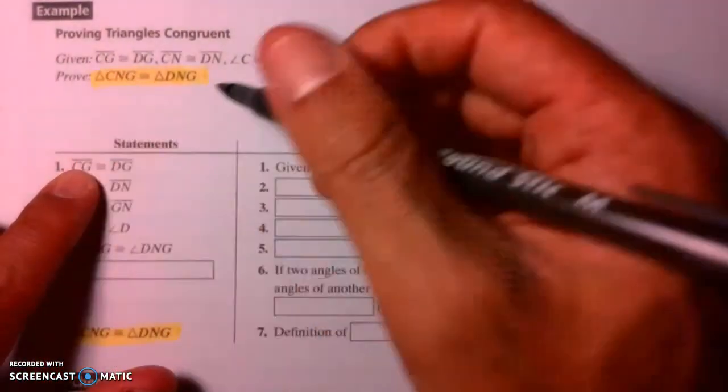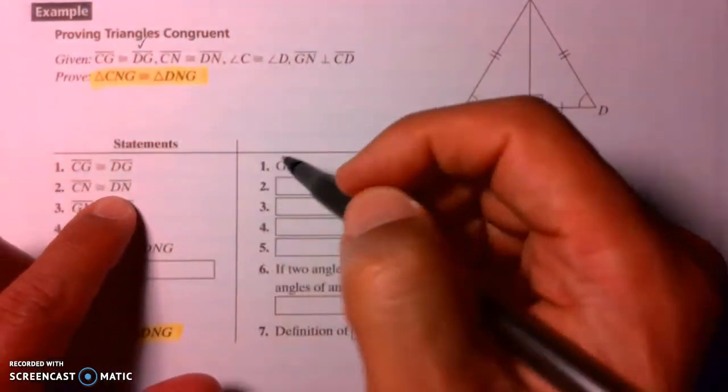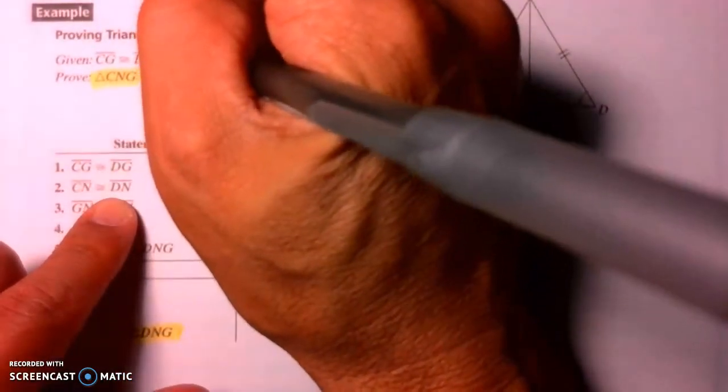Okay, so let's go with the beginning. CJ is equal to DJ. That's right here. That's given. CN is equal to DN. That is also given right there.